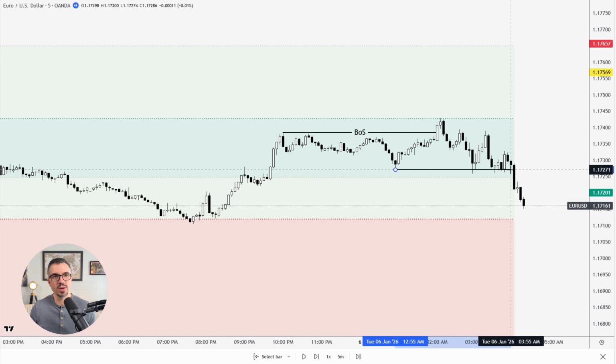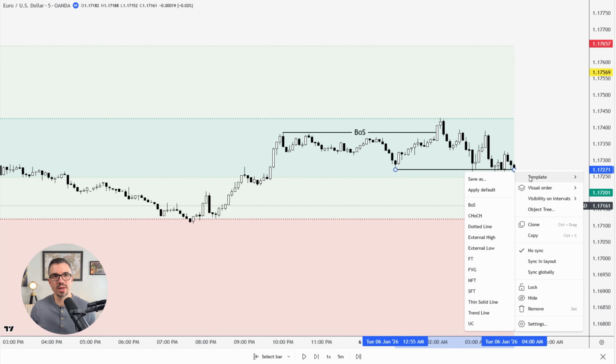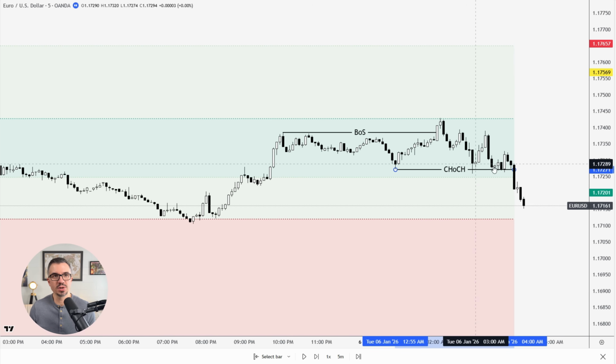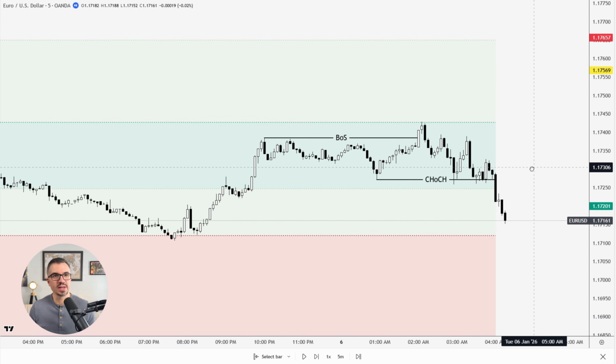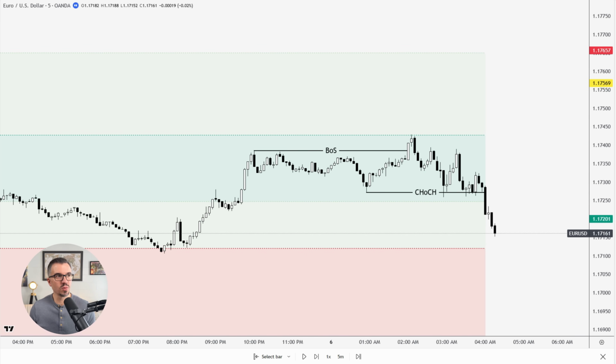Okay, so from right here, you can see we didn't close below it there. However, we did right here on this candle. Okay, so we're going to label this our change of character. And once again, the same exact process. What I'm doing here now is looking for my trigger, this close right below here.